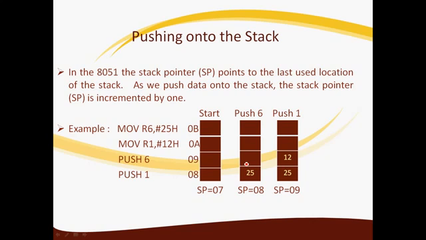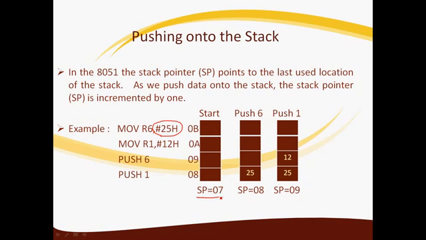So here's the push operation. First of all, in this example I've moved 25H into R6 and 12H into R1. The command used is PUSH 6, so the contents of R6, that is 25H, are to be moved to the location pointed by the stack pointer. So the stack pointer is now pointing to 07.